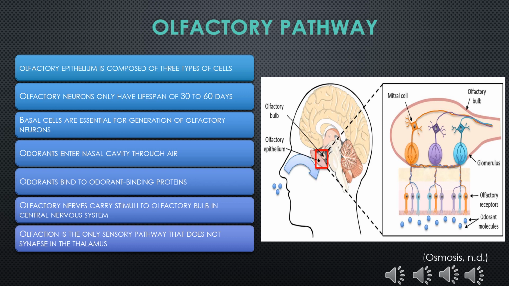If an action potential is initiated, the stimulus travels from the olfactory bulb to the primary olfactory cortex in the temporal lobe. The action potential will travel along the axons of mitral cells and form a large portion of the olfactory tract. The stimuli are provided to the primary cortex, which is responsible for identification of the odorant. Unlike the other special senses, olfaction is the only sensory pathway that does not synapse in the thalamus.